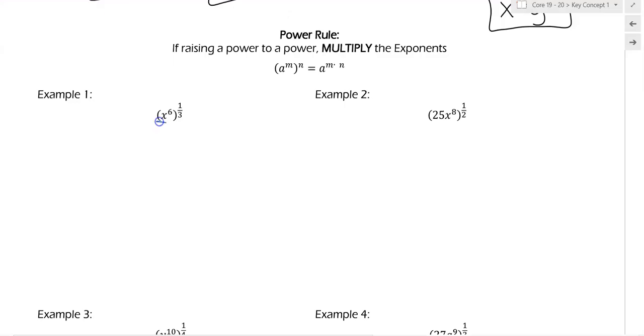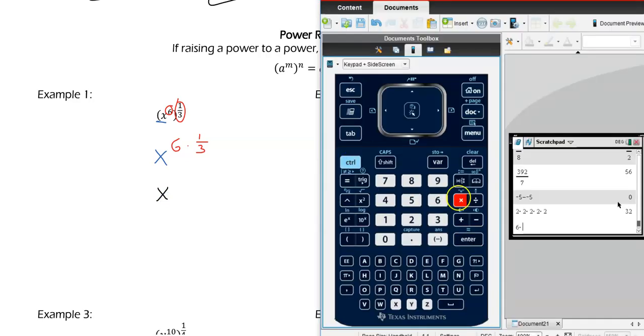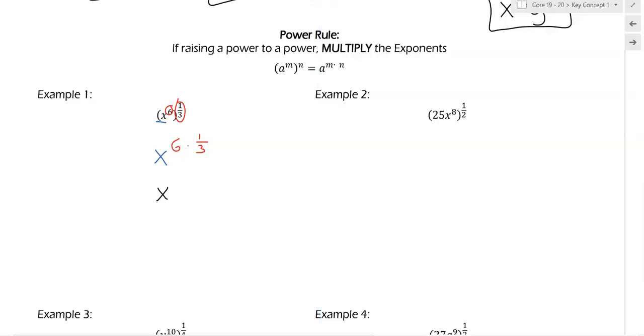So we have x here. Our base still stays the same. We have a 6 and a 1/3. So again, we are multiplying those exponents. So again, now that's x 6 times 1/3. Again, you can just use the division button as your fraction bar. You can literally type it as 6 times 1 divided by 3, and you get 2. Again, this 2 should still be an exponent. Be very careful with that.